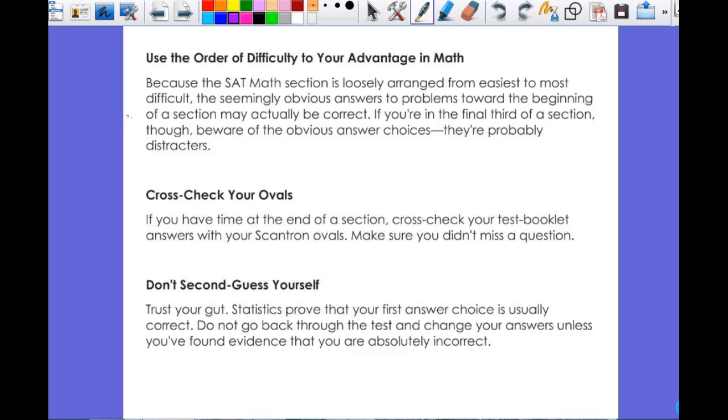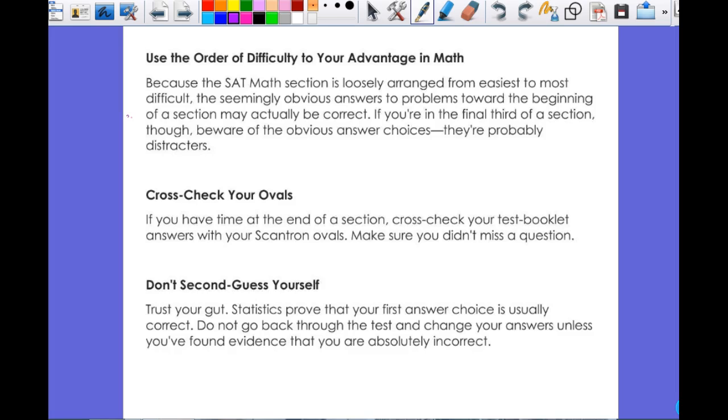It's not straight up sorted where number 2 is definitely better than number 1. It's kind of loosely sorted that way. But if you're working in the first part of either section and you feel like it's kind of easy and there's obvious answers, those might be correct. But if you're in the last part of those sections and you feel like it's kind of easy and obvious, that's probably a trap answer, and you want to be a little bit more careful with that.